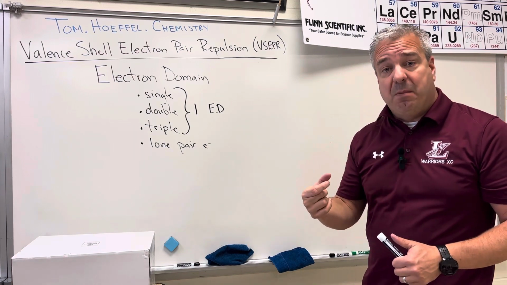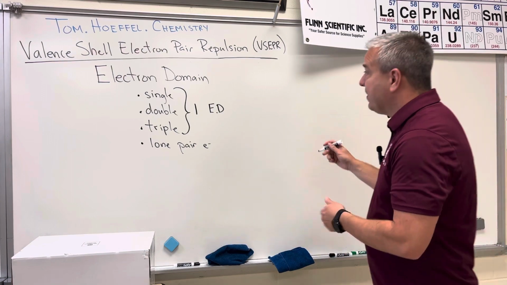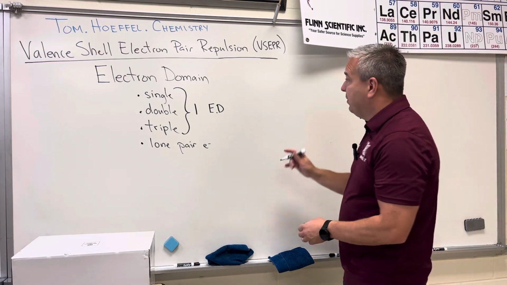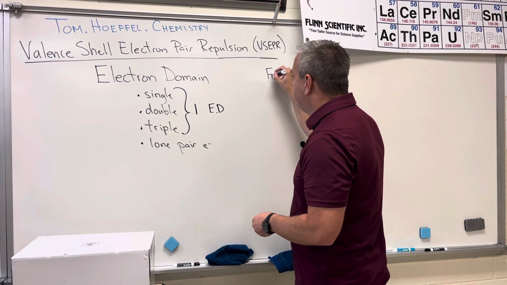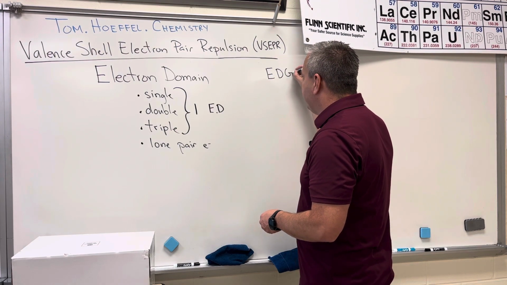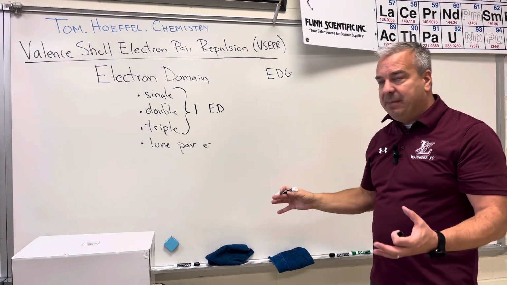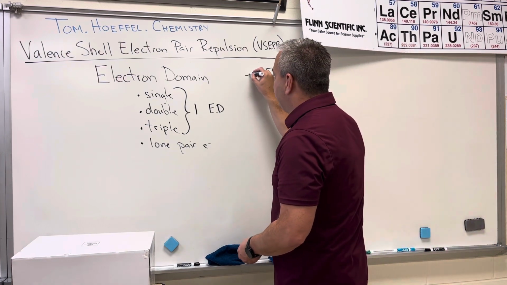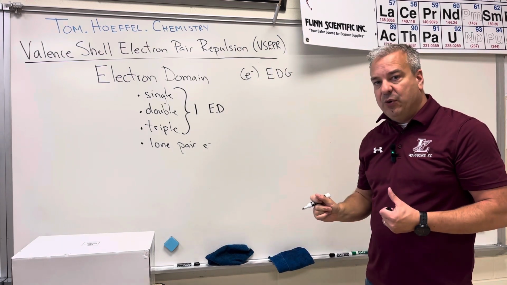And when I use the word molecular, it really just means these covalent compounds. So one of the things that we're going to talk about is the electron domain geometry, which I'm going to abbreviate as EDG. Electron domain geometry is going to be the shape that the electrons make. So in parentheses, I'm just putting electrons over there.